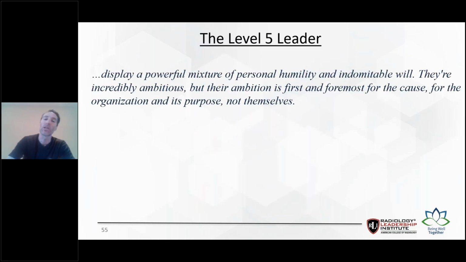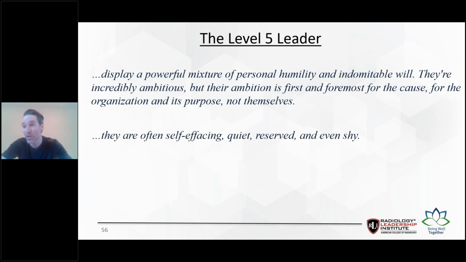So Jim Collins defined what he thought a level 5 leader was. He said that they display a powerful mixture of humility and indomitable will. They were ambitious, but the important point is their ambition was for the cause. It was for the organization, for its purpose. It wasn't for themselves. They didn't want the corner office. That's not what motivated them. So if I'm being honest, it's not me. I kind of like the corner office. I want the office with the good view. You can go to the next slide. But maybe part 2 will help me.